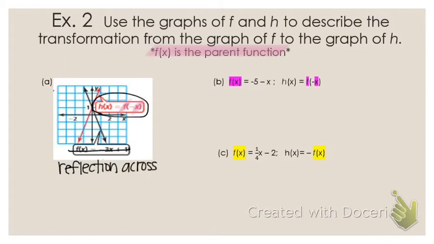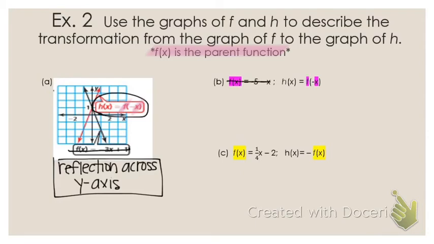Now the question, did they change the sign of f of x or just x? Just x. They're in the parentheses. So that's a reflection across which axis? The y-axis. Wonderful. Box it in. All right, letter B.